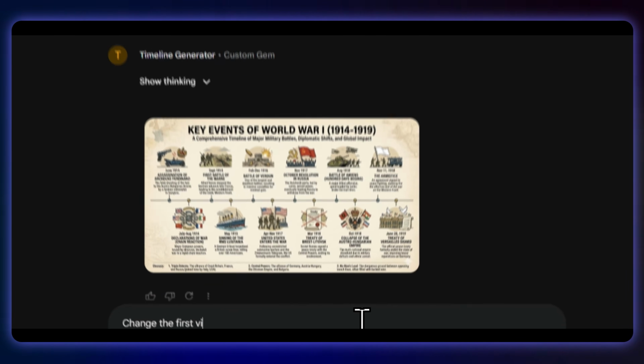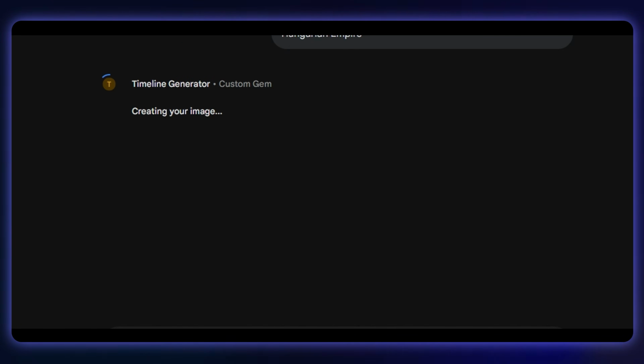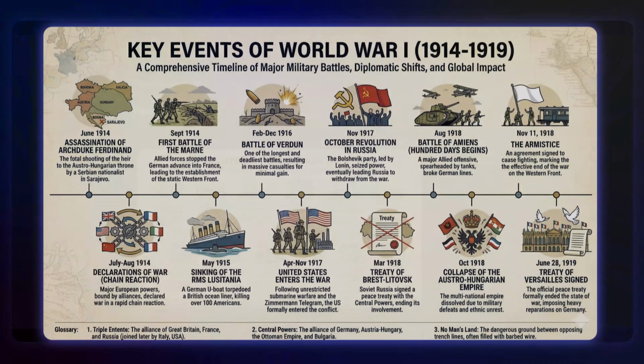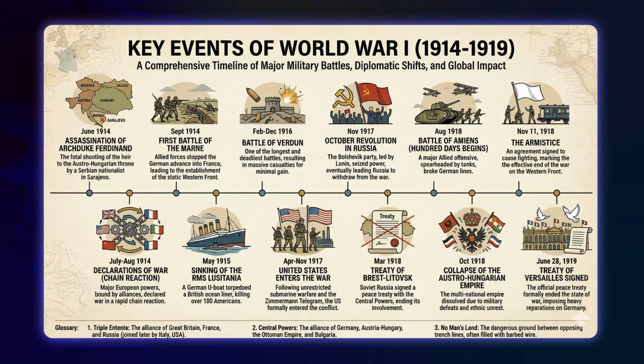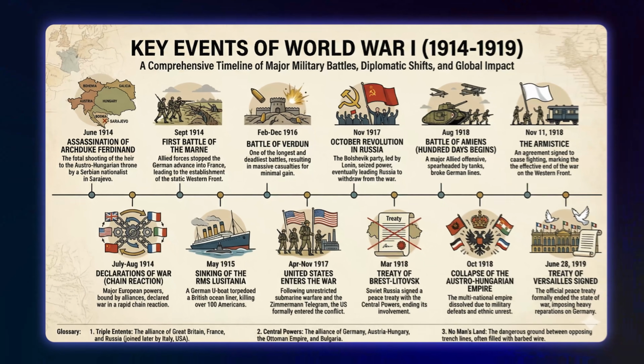For instance, I'll ask it to change the first node's visual to the map of the Austro-Hungarian Empire instead of the current one. And after a while, the updated timeline is ready. See? Here is the map, even marking the location of Sarajevo. Spot on.